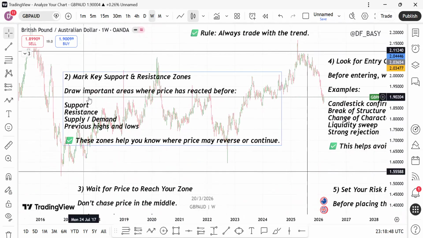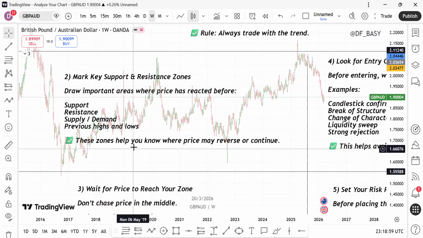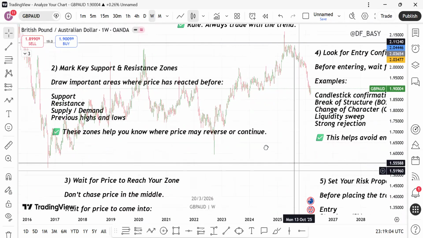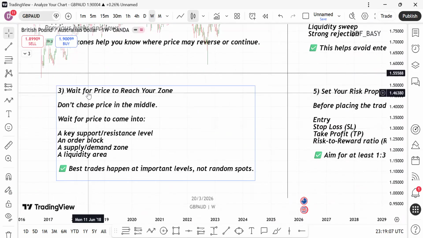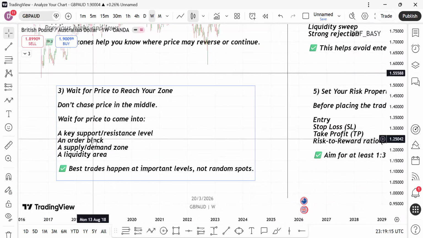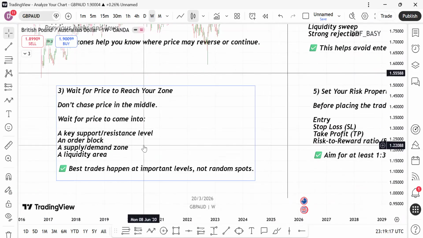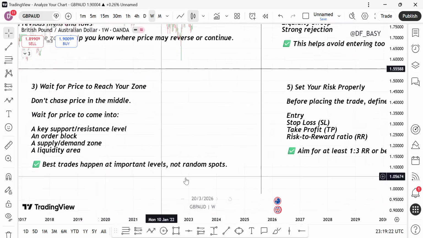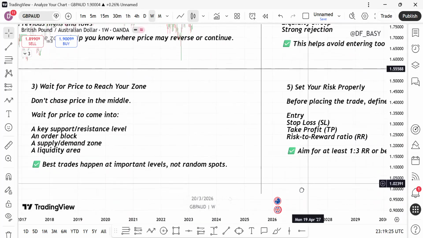So step number two, mark out key support and resistance zones. Draw important areas where price has reacted before. You need to draw your support, your resistance, supply zones. These zones help you to know where price may reverse or continue. I showed you guys how to do that. Then number three, you wait for price to reach your zone. Don't chase the price in the middle. Wait for it to come to that key zone, either your support zone, your resistance zone, or your order block, or your demand or supply zone, your liquidity area, whatever area it is. Best trades happen at important levels, right?